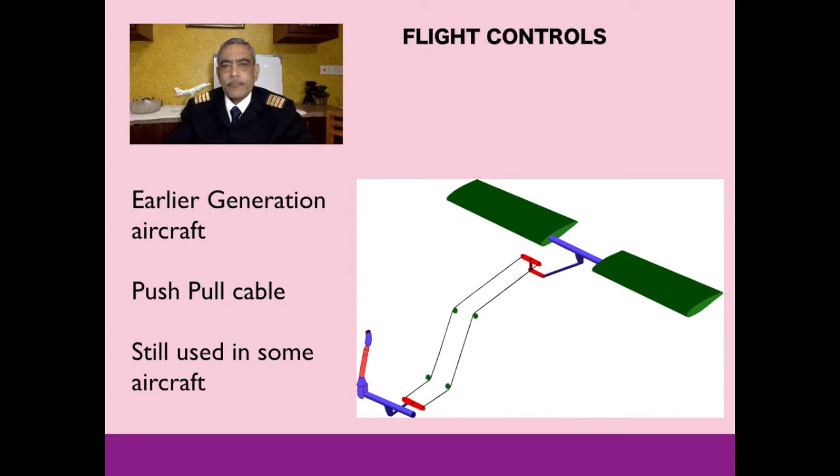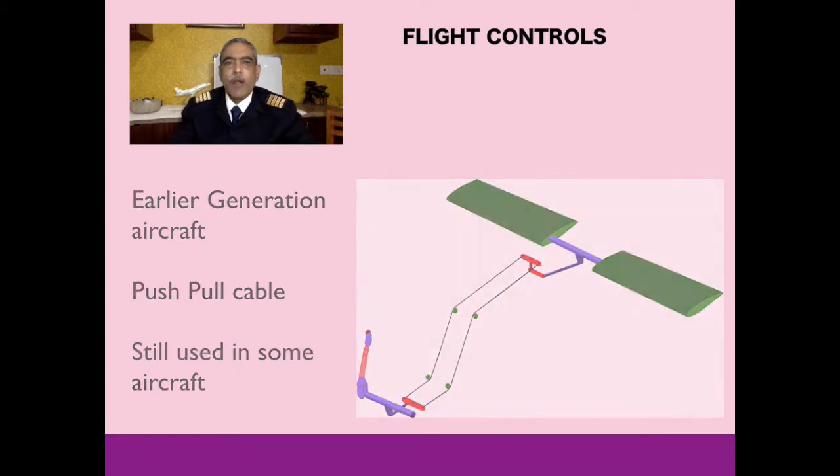While we are on the subject, I just want to add some more. In the olden days, and even now in many medium range planes, the flight controls are operated by push-pull cables which are directly connected to the control column of the cockpit, which is operated by the pilot, as I have shown in this picture. They are all directly using rods and cables which operate the flight control surfaces.